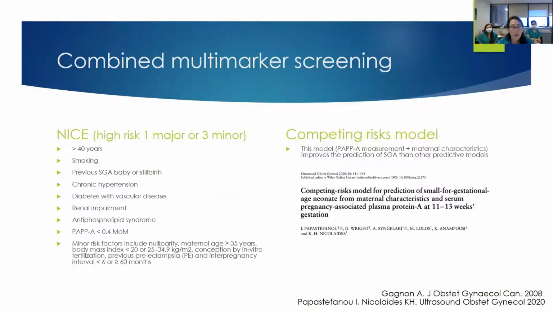There are others that have used other risk models, combining all these different parameters that I mentioned before. This one, for example, combines high risk, like major factors and minor factors, as you can see here, and it tells you if you have high risk or low risk for an adverse outcome. This one is a competing risk model for small for gestational age. This model combines PAPP-A measurements and maternal characteristics. And the conclusion of this paper was that it improves the prediction of SGA more than other predictive models.